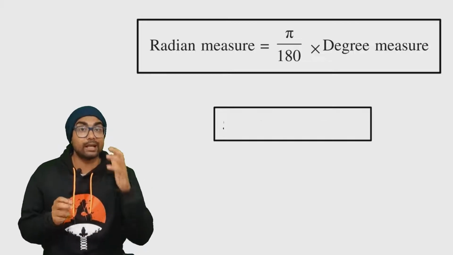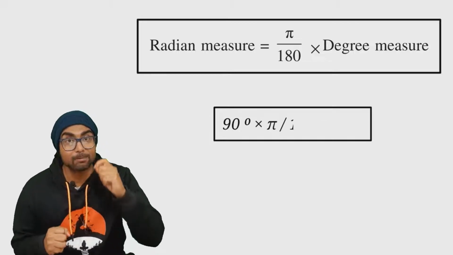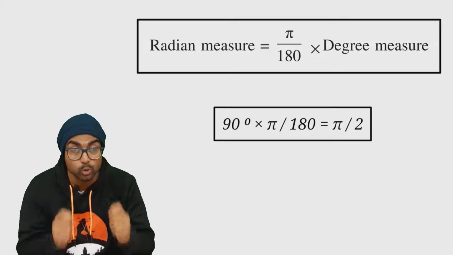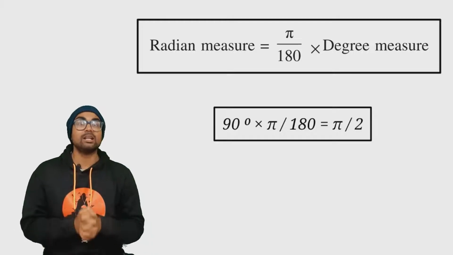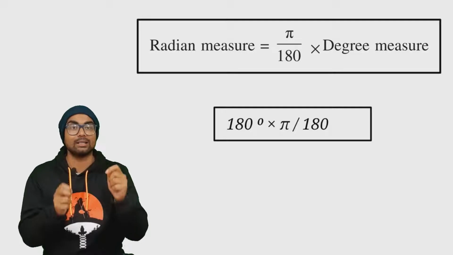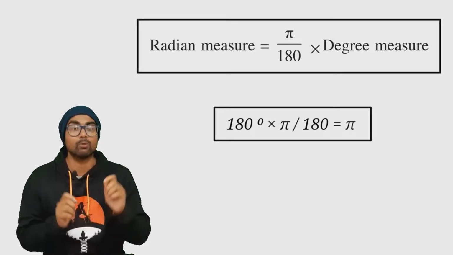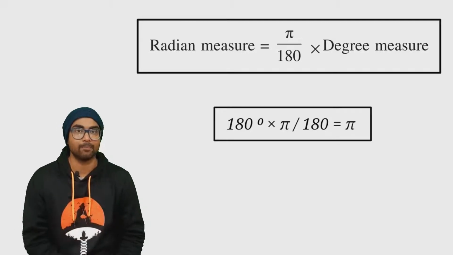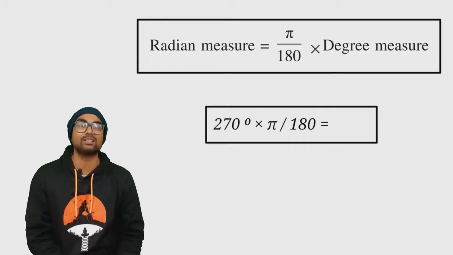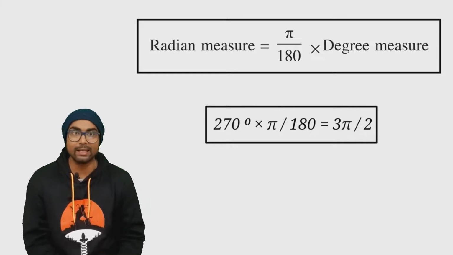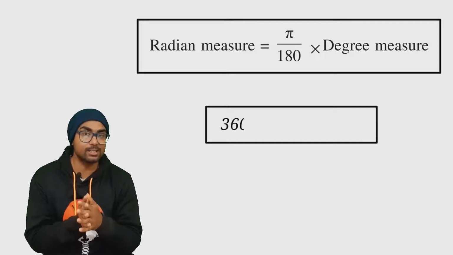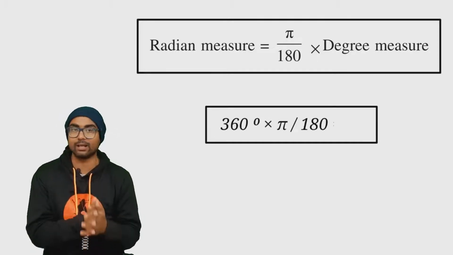Again, when you take 90 degree angle, you will multiply it with pi by 180. Then again this 90 will cancel this 180 by 2. So it will be pi by 2. Similarly, when you multiply this 180 degree with pi by 180, you will get the answer pi. Similarly, when you multiply this 270 degree with pi by 180, you will get the answer 3 pi by 2. Similarly, when you multiply 360 degree with pi by 180, you will get the answer 2 pi.